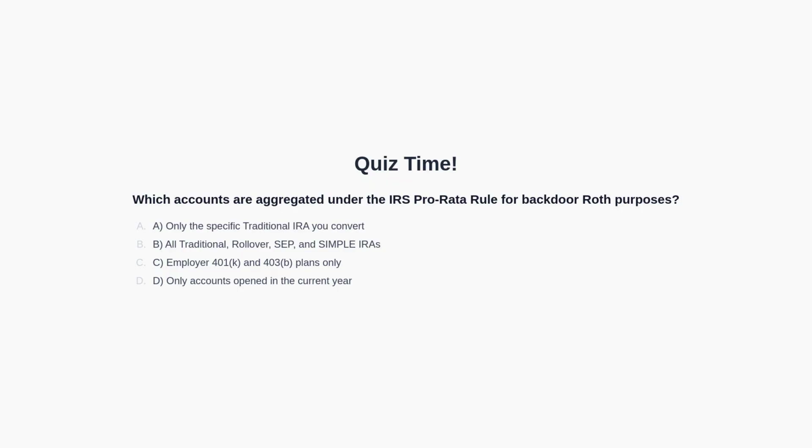Quiz time. Which accounts are aggregated under the IRS Pro-Rata Rule for backdoor Roth purposes? Option A, only the specific traditional IRA you convert. Option B, all traditional, rollover, SEP, and SIMPLE IRAs. Option C, employer 401k and 403b plans only. Option D, only accounts opened in the current year. You may pause the video now to think about the answer. We will discuss the answer in the next section of the video.